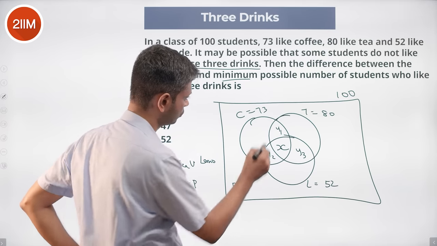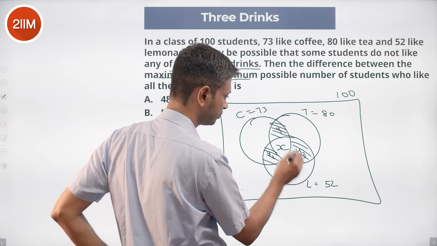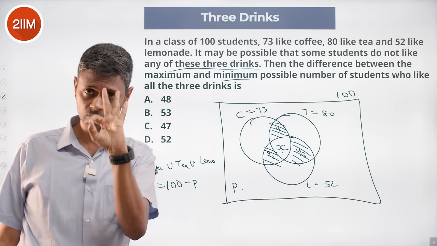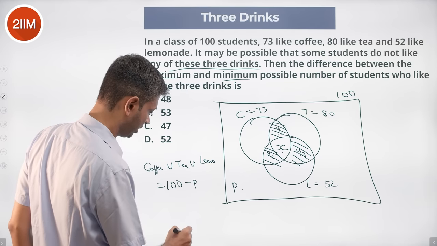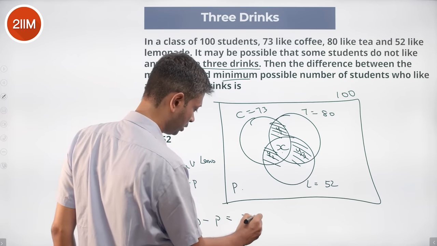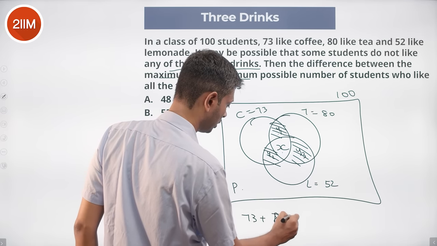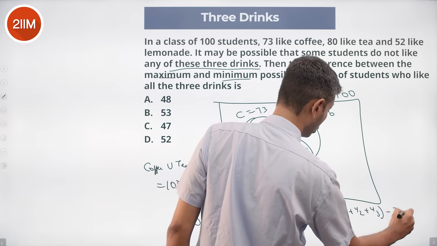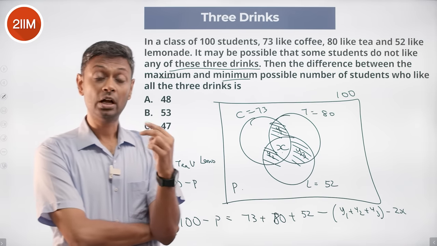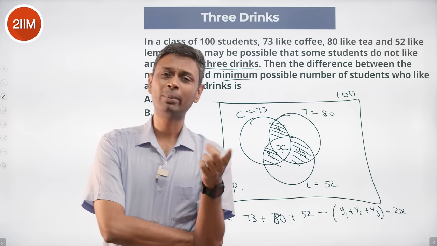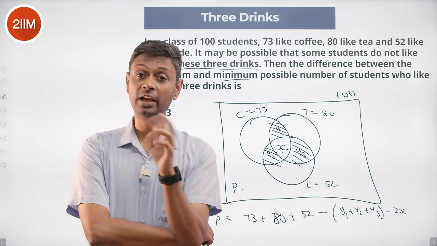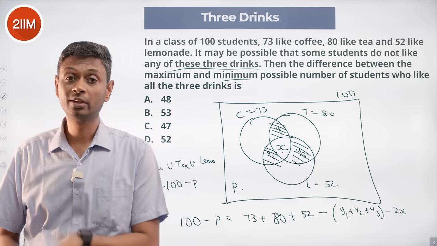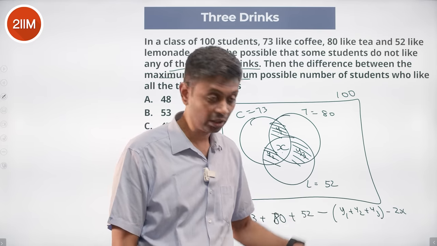If I do that, then this gets added twice. This appears in coffee and tea. This appears in tea and lemonade. This appears in coffee and lemonade. And this fellow gets added thrice. And so, this 100 minus p, which is coffee union tea union lemonade, should be equal to coffee plus tea plus lemonade, minus y1 plus y2 plus y3, minus 2x. I'm subtracting these because they've appeared double. I'm doubly subtracting that x because it has appeared triple. We do minus A intersection B, minus B intersection C, minus A intersection C, plus A intersection B intersection C. We do minus of y1 plus x, minus of y2 plus x, minus of y3 plus x. x completely disappears. We add x back. Instead of that, we can say minus of y1 plus y2 plus y3, minus 2x.